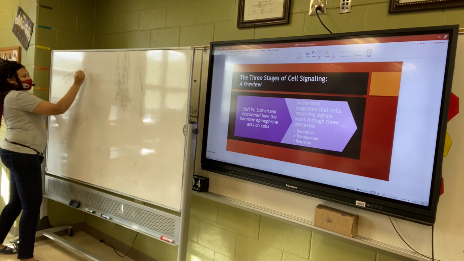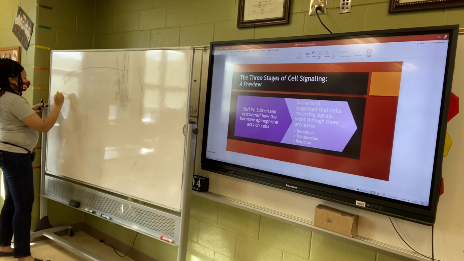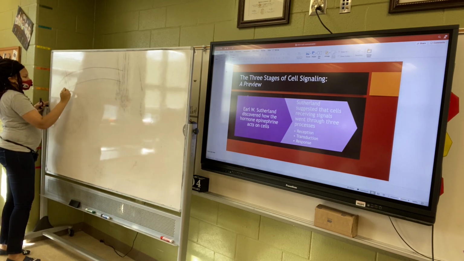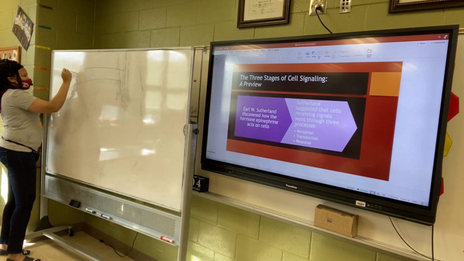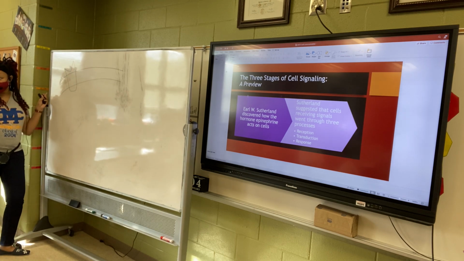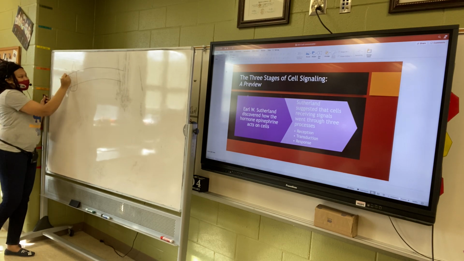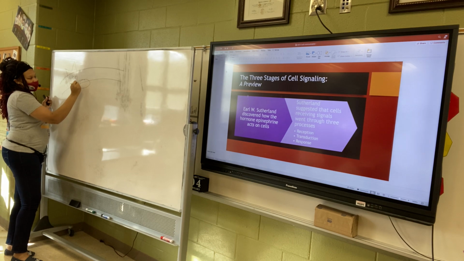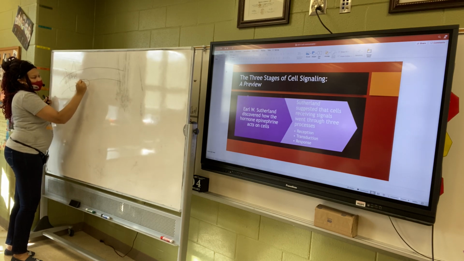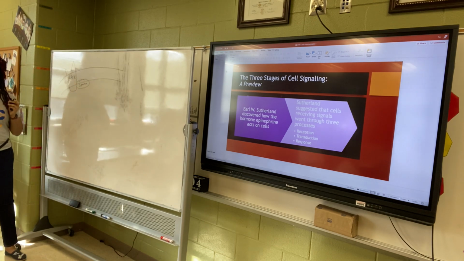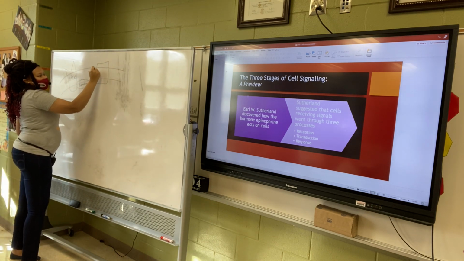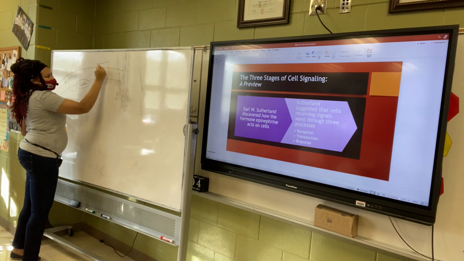Here comes that wonderful art that you guys know and love so much. All right, so here's my receptor. And since I'm using a G protein, what type of receptor would this be? This is a GPCR, G protein coupled receptor. My G protein is here. And the enzyme in this case is a specific enzyme called adenylyl cyclase.